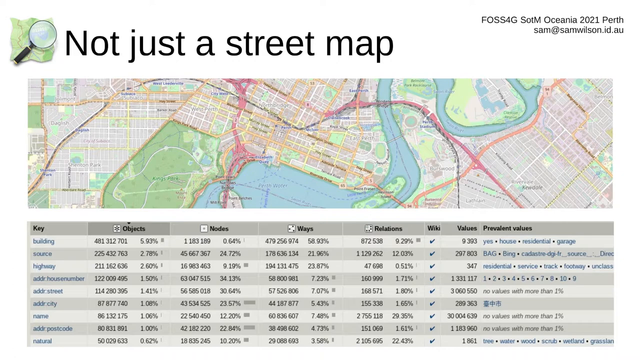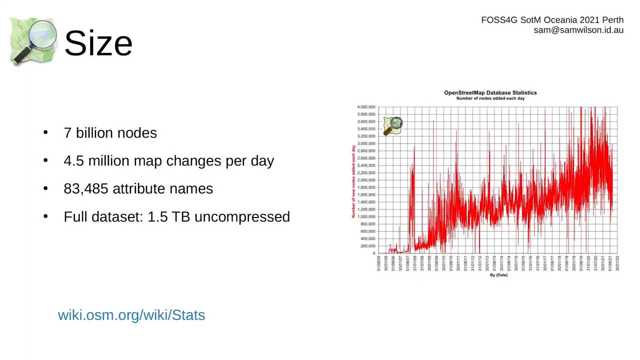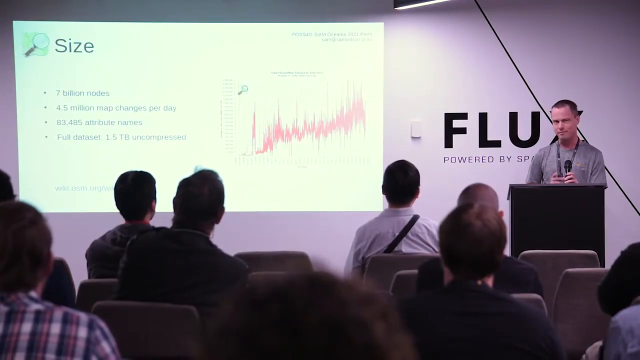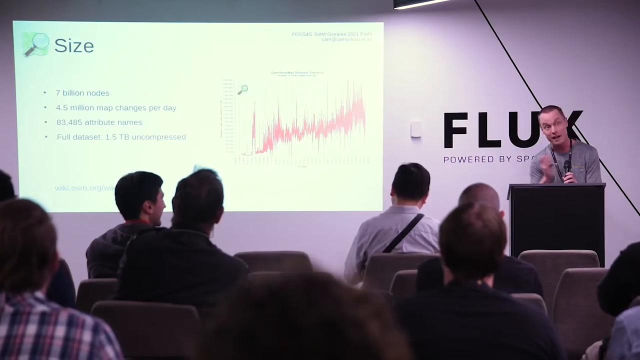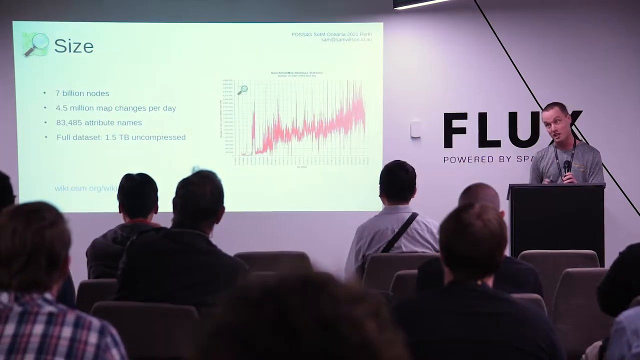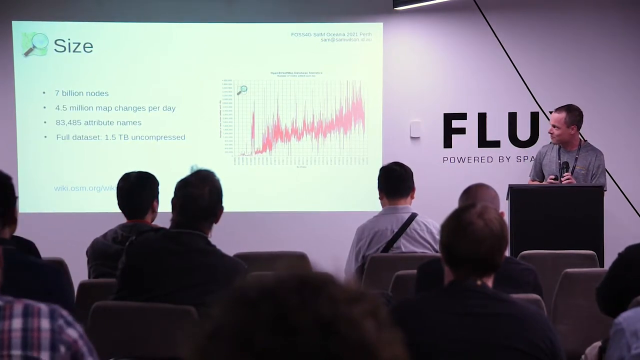It's got a lot of data in it, and each feature in the map has a lot of metadata. At the moment, it's about 7 billion nodes across the world. They get added at about 4.5 million nodes a day, and deleted at some rate that I couldn't figure out. The attribute table for OpenStreetMap is 83,000 columns wide. So that sounds appalling. It's obviously not a single table. There's no database that... well, you probably could do it, but don't try. It's a key value store, so there's 83,000 rows in the table that holds the attributes.